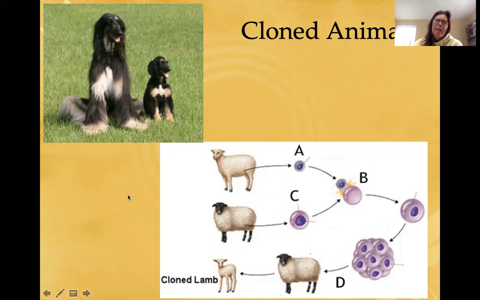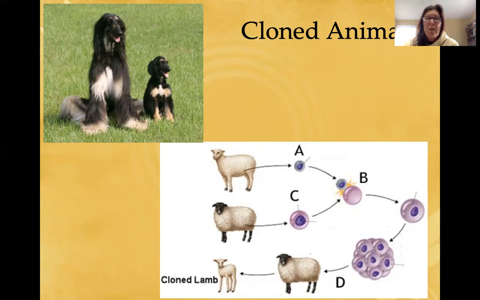So if we look at A, basically we harvested an egg. Actually, A is not real clear here in the picture, but what they did was they took a diploid cell, a regular cell from her mammary glands, actually. And then they took an egg from the black-faced sheep. Now, black-faced sheep are dominant.